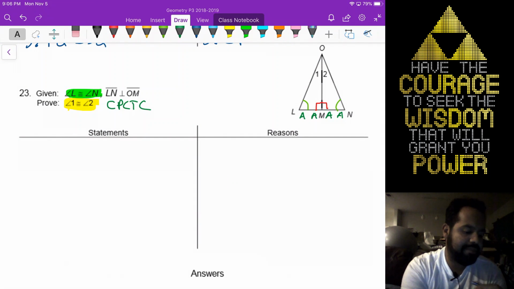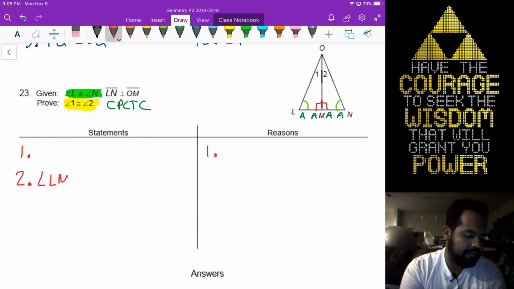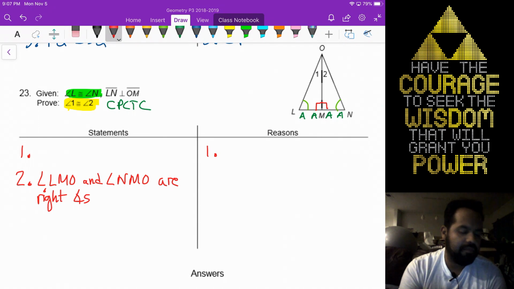So right here for step 2, we're going to then say that angle LMO, or you could say OML, and angle NMO are right angles. They're right angles by the definition of perpendicular. But specifically, we're saying the definition of perpendicular lines.